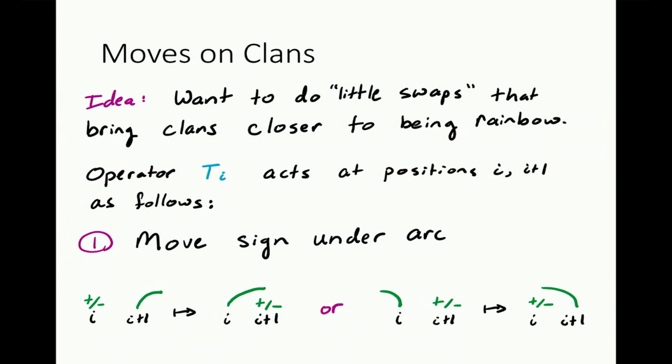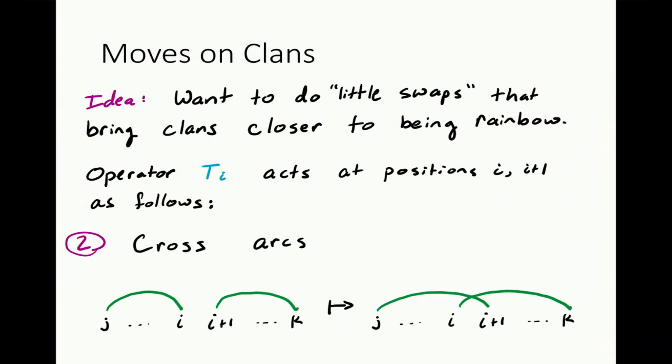And then there's a similar symmetry. If we have an ending arc here, and then we have a sign that's outside of that arc, we want to bring it inside the arc. And so we just do this little swap so that it's inside the arc. So this is what T_i does in these situations. Okay, so that's one way we can get closer to rainbow.